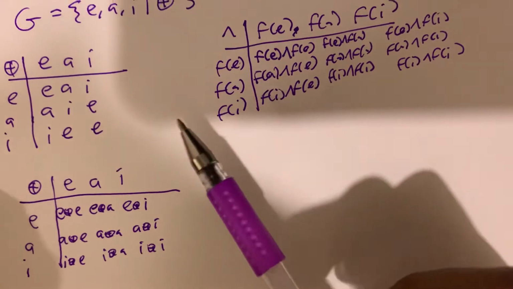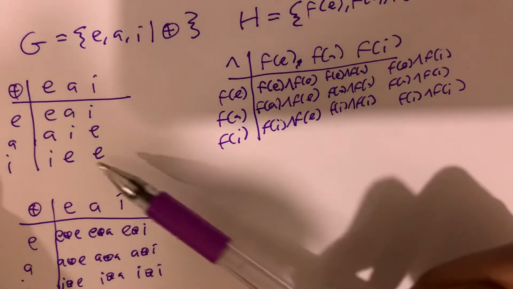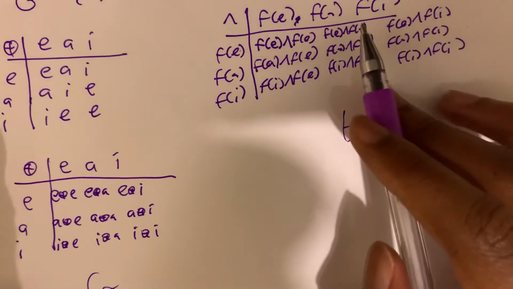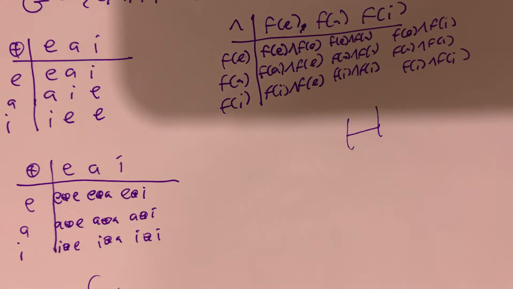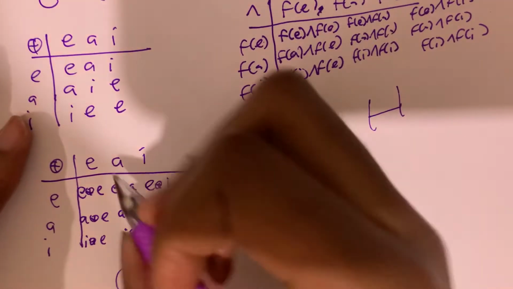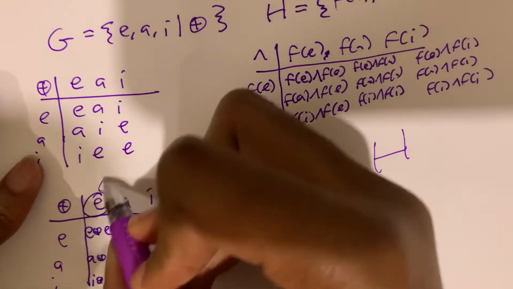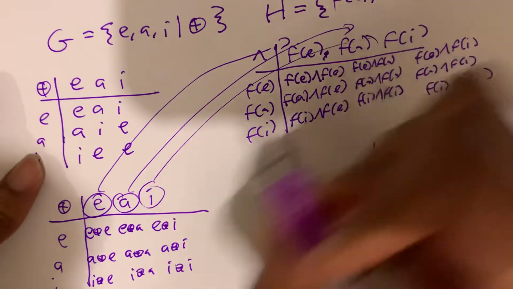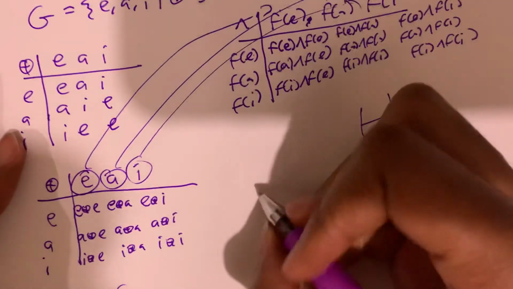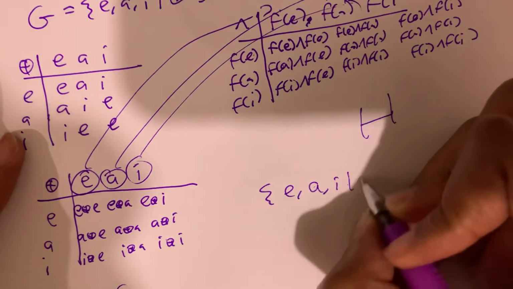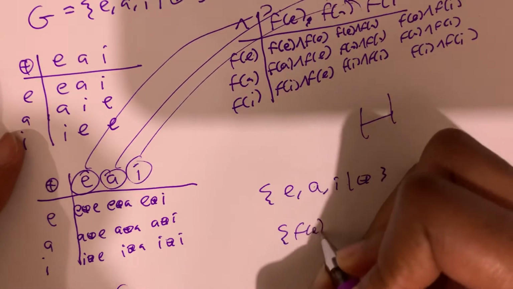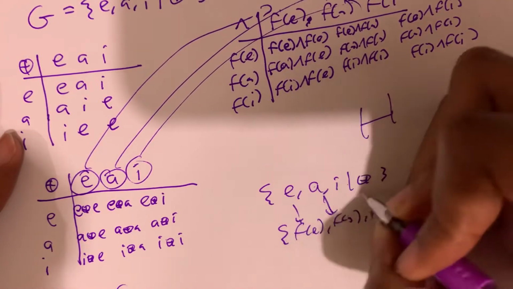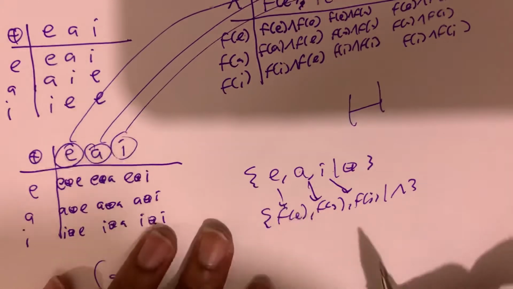So remember, there's a function that acts on the elements of G. So this is like G, right? And it maps it to elements of H. And let's actually define this function in a way. So E, of course, is going to map to f of E. A will map to f of A. You get the point, right? So I just have E, A, I, some operation. I have f of E, f of A, f of I. And these are just mappings. That's all a function is, a mapping.